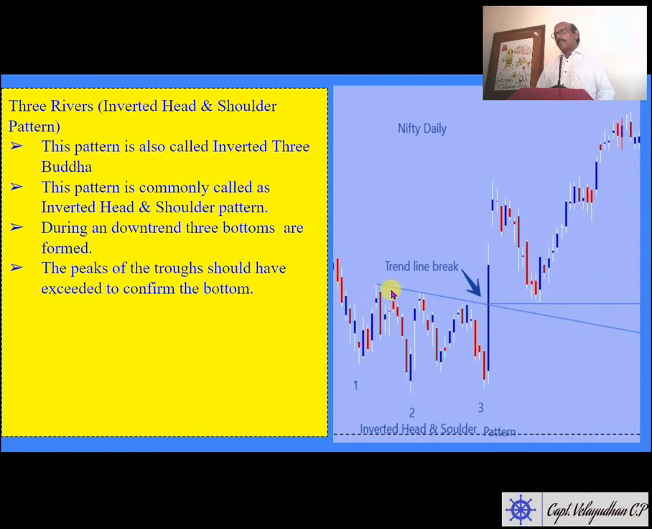This is known as the neckline. This is the head, shoulder, neckline. Once it breaks the neckline, the breaking point will be the support again, and price moves up. You see that it broke here, this is the trend line, and this line becomes support, and the market moved up.